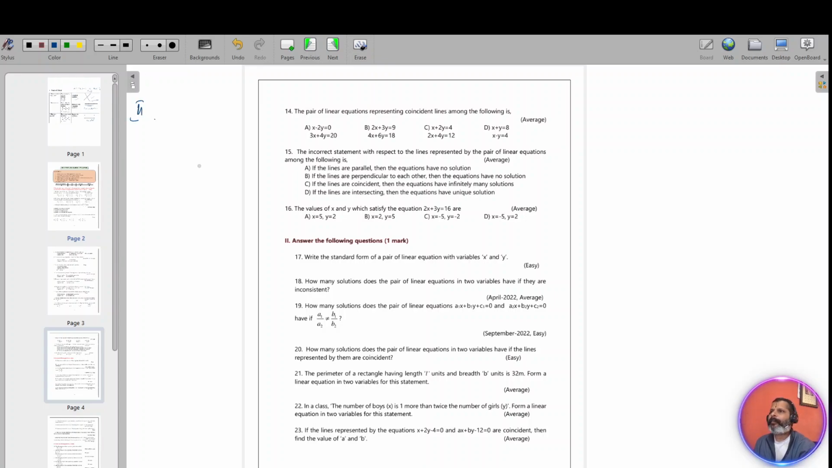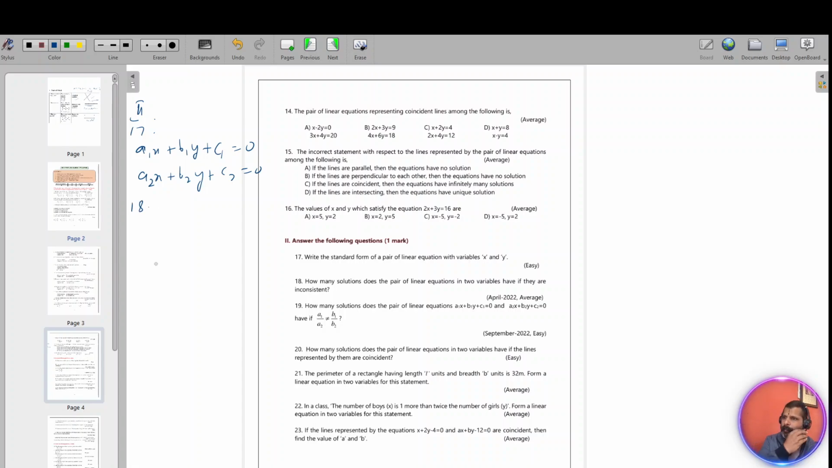Let's see, 17th one. Write the standard form of linear equation with the variables x and y. Pair of linear equation, you know that. A1x plus B1y plus C1 is 0. A2x plus B2y plus C2 is 0. That's it.